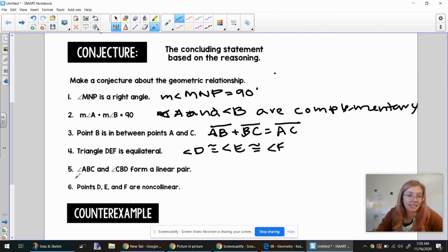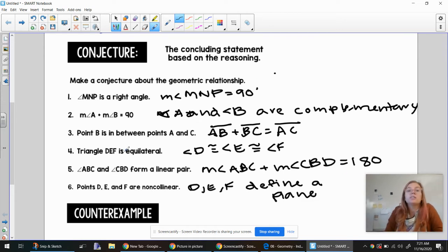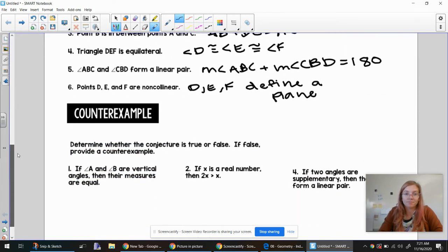If angle ABC and CBD form a linear pair, then maybe you say the measure of angle ABC plus the measure of angle CBD equals 180. And if you know that points D, E, and F are non-collinear, then D, E, and F define a plane. So we're using other information that we have to take some information and draw new conclusions about it.